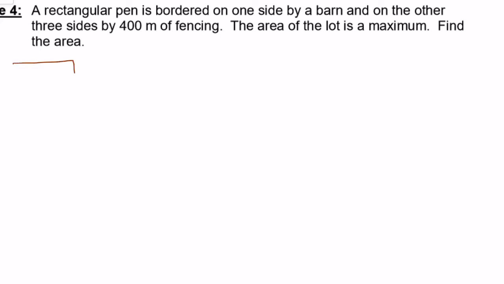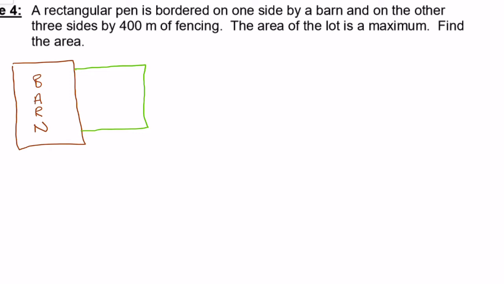So this red one is my barn. So here's the barn, and one side of the barn is going to be part of the bordered area, and then the other three sides have fencing. So I'm going to go fence, fence, fence, and I know I got 400 meters of fencing. Area is a maximum.